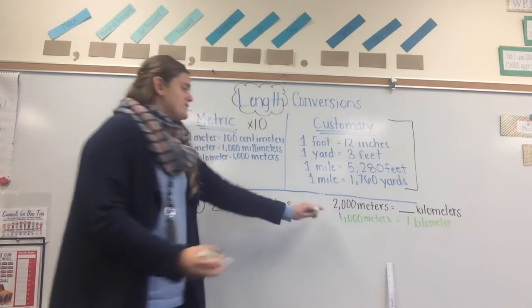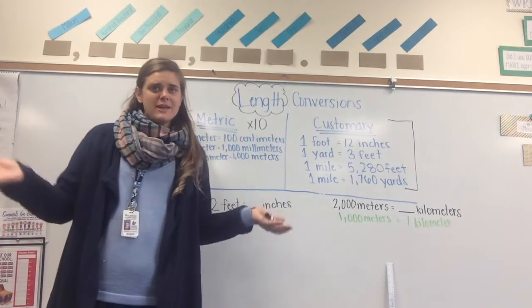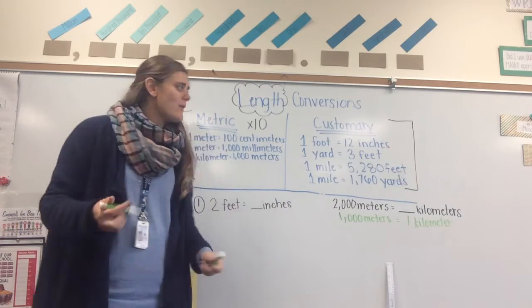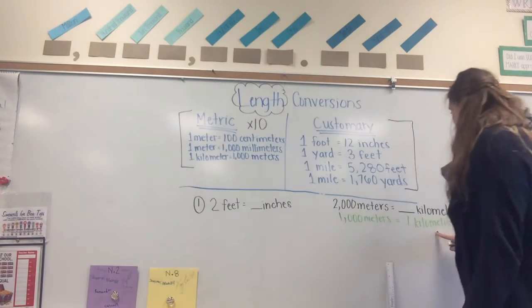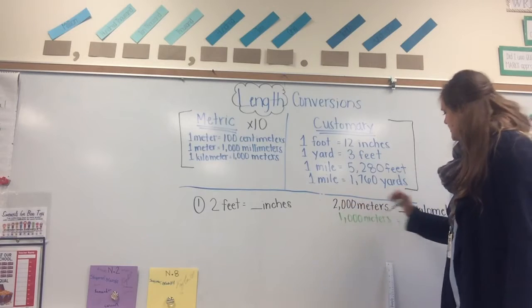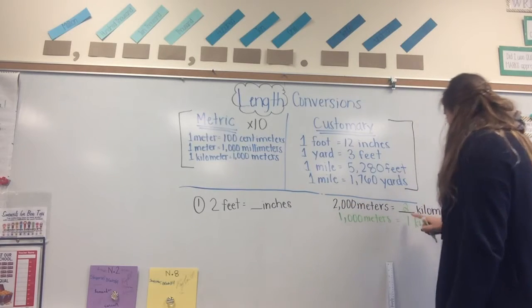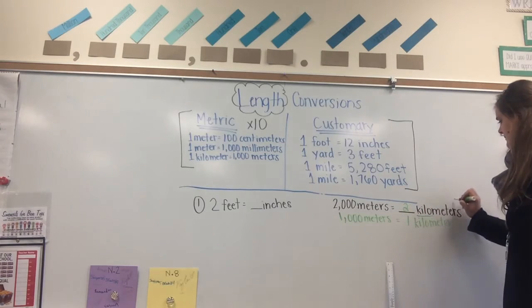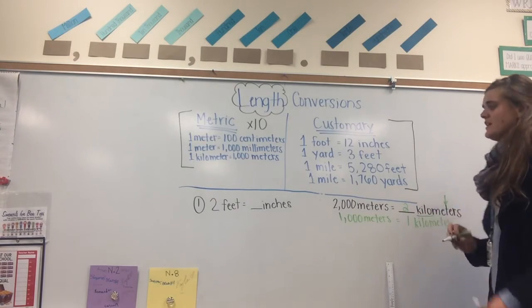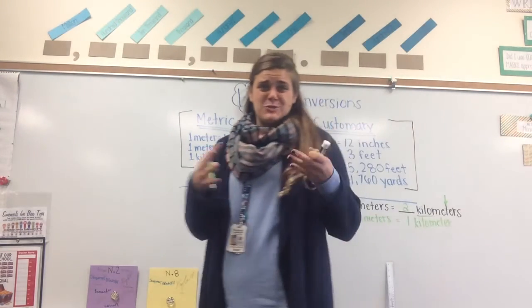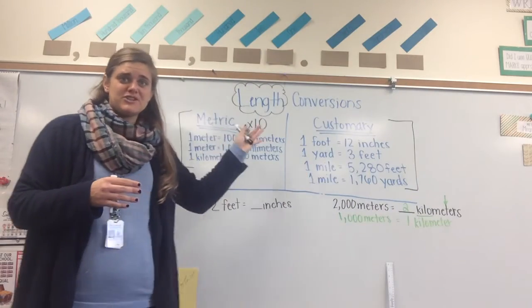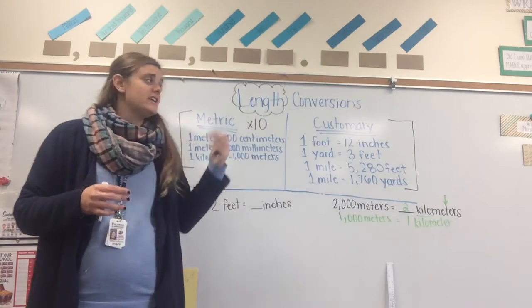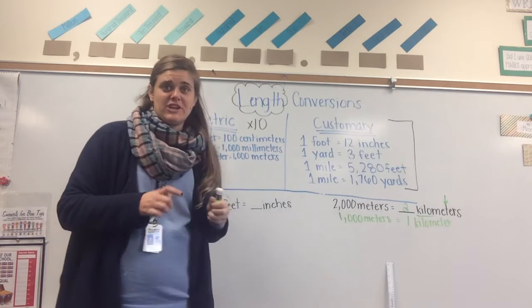So if I have 2,000 meters, how many kilometers would I have? Well, since kilometers are 1,000, and I have 2 of them, that means 2. And if I read this again, it would say 2,000 meters. So that's how we change between lengths. And we're going to do it between the metric and the customary units of measure using these equations.